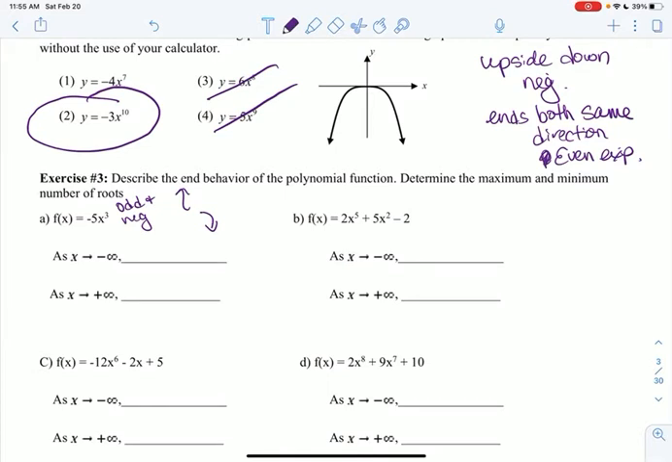So as I'm approaching negative infinity, I'm going up. So that's positive infinity. And as x approaches positive infinity, so as x is going to the right, I'm going down.